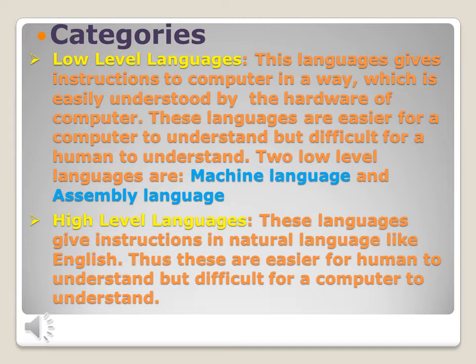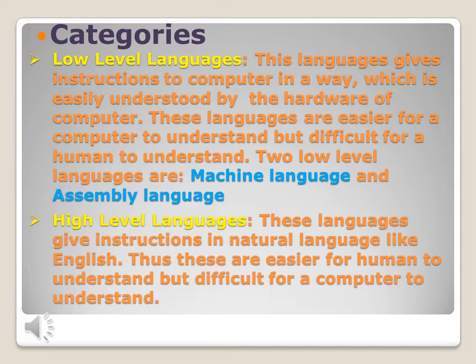Again, there are two different types of low level languages. The first one is the machine language and the second one is the assembly language. We'll discuss the machine language and assembly language later.